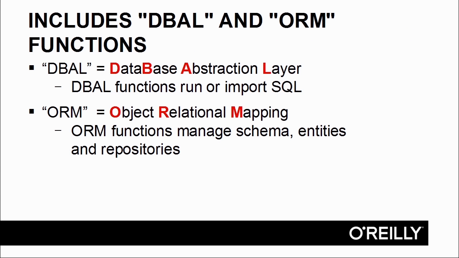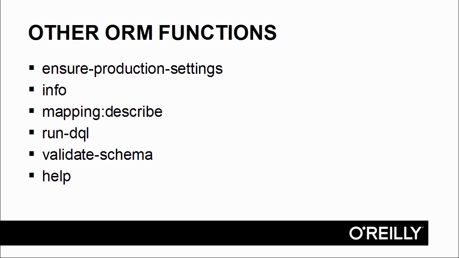The command line tool includes DBAL, or Database Abstraction Layer, and also ORM, or Object Relational Mapping functionality. The DBAL functionality is low level and allows you to directly run SQL statements or import them. ORM, on the other hand, is higher level and is oriented towards schema, entity, and repository management. ORM functionality is broken down into management of cache, conversions, generation, and Schema Tool. Other functionality is informational, including describing of mapping information and also running DQL, or Doctrine Query Language.